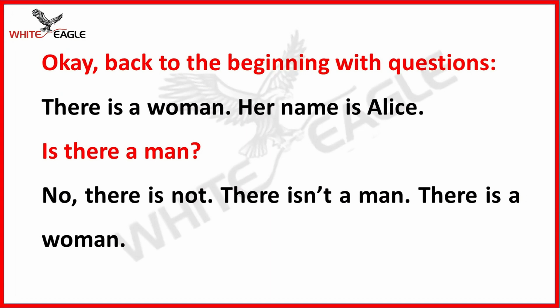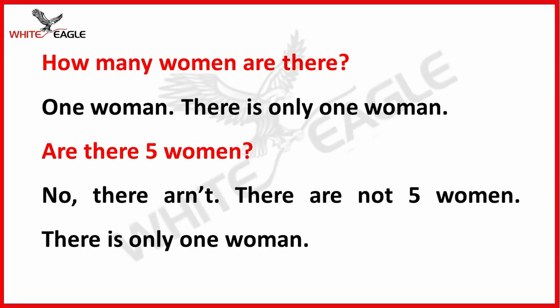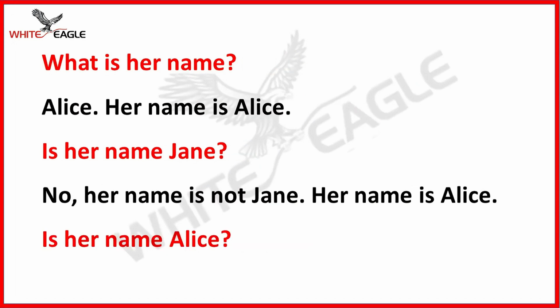Okay, back to the beginning with questions. There is a woman, her name is Alice. Is there a man? No, there's not. There isn't a man. There is a woman. How many women are there? 1 woman. There is only 1 woman. Are there 5 women? No, there aren't. There are not 5 women. There is only 1 woman.